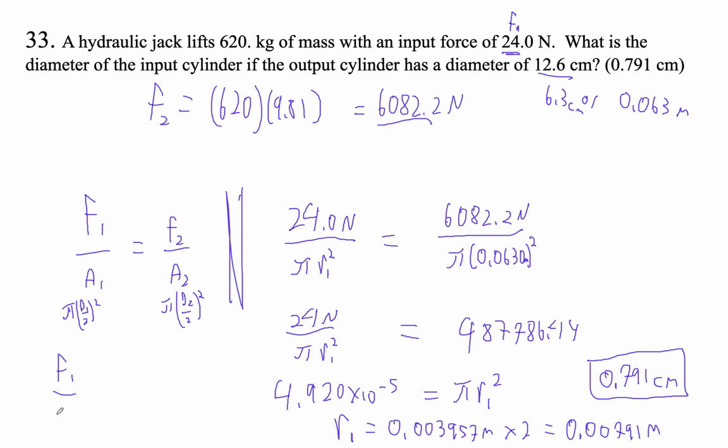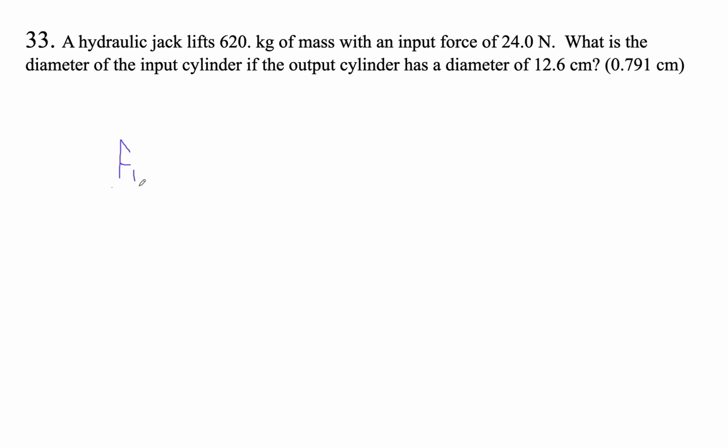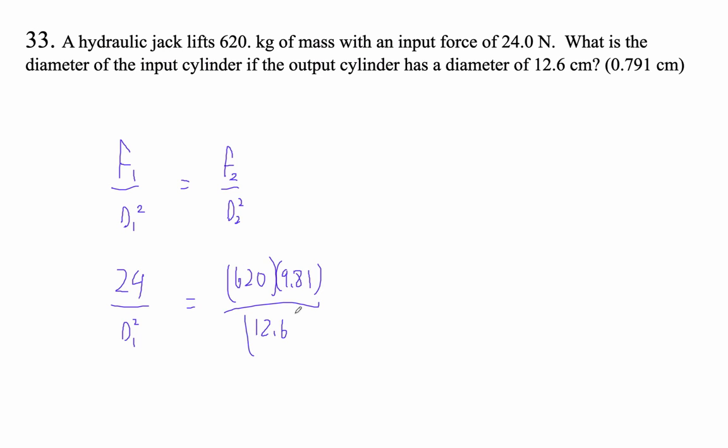So really I can just go F1 over diameter 1 squared equals F2 over diameter 2 squared, if everything's the same, and if they're asking you for diameter and giving you diameter, right? That's a whole lot easier. So force 1 over diameter 1 squared equals force 2 over diameter 2 squared. Okay, so 24 over diameter 1 squared equals 620 times 9.81 divided by 12.6 squared.